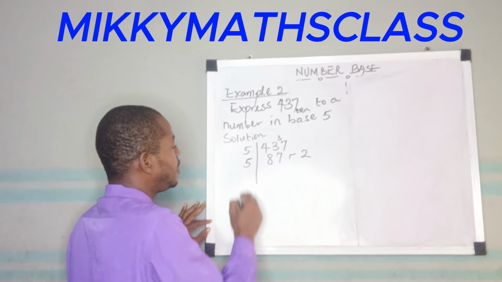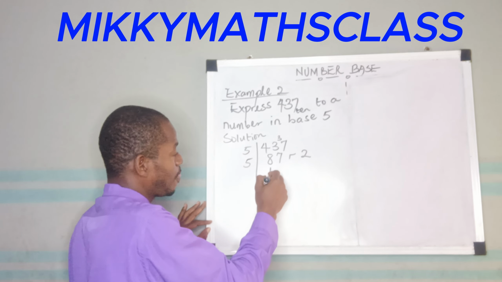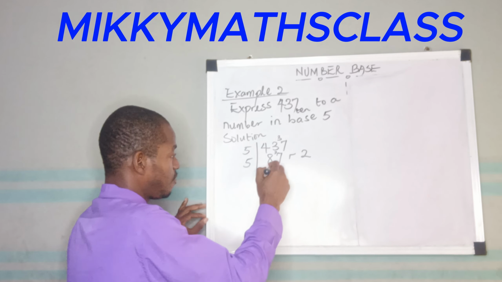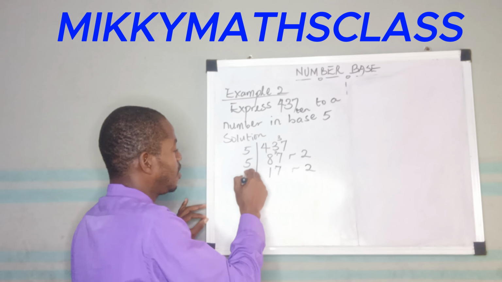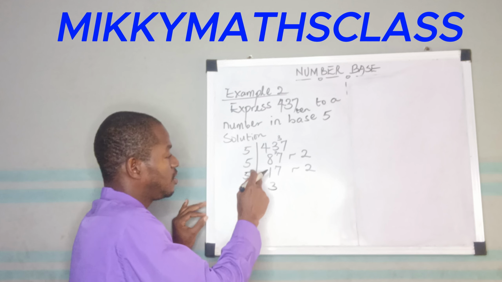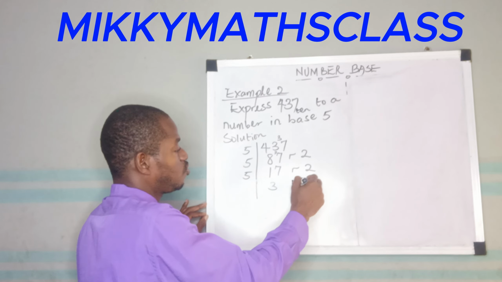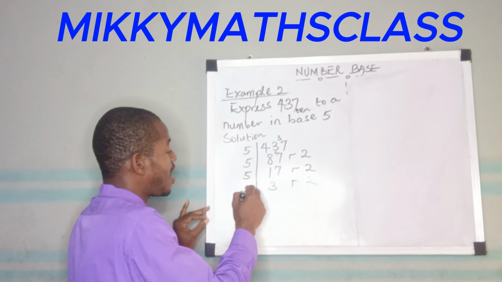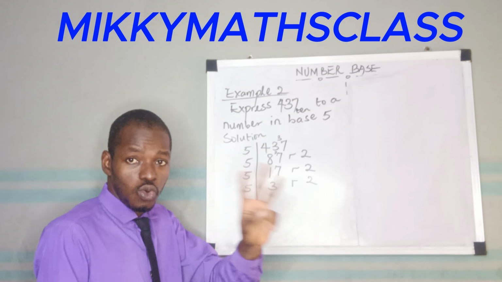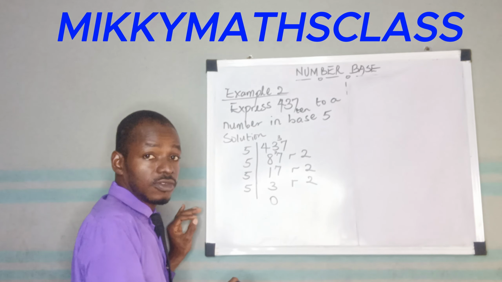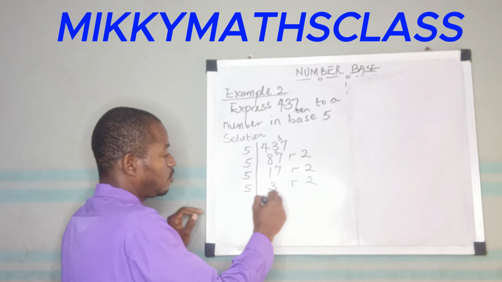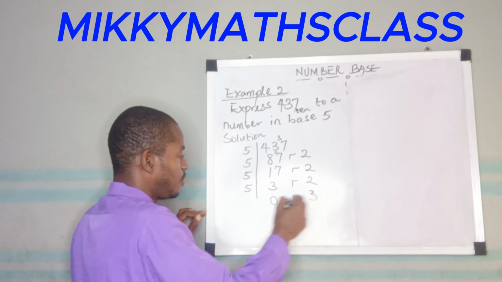So we have this 5 here again. 5 in 8, that's 1. Remainder 3. The same thing, 5 in 37, that's 7. Remainder 2. Now 5 in 17, that's 3. 5 times 3 is 15. 17 minus 15, that's 2 still. Now we have 5 in 3. Can you count 5 from 3? Can you remove it? No. So that's 0. It's not possible for us to count 5 from 3. So 0 remainder. The 3 still remains 3.